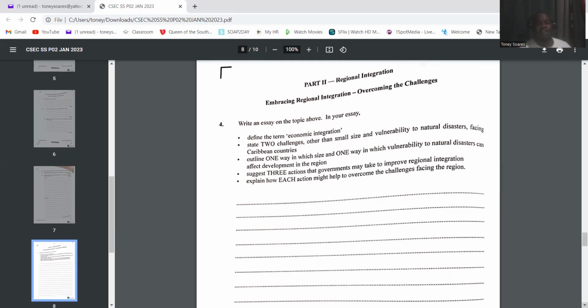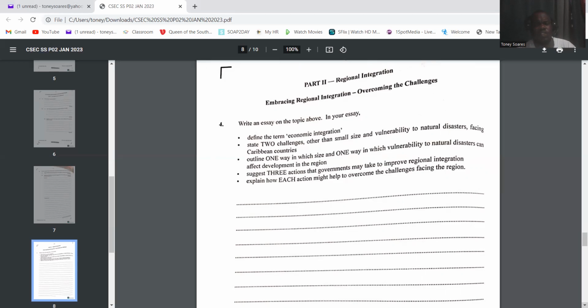All right, so it says write an essay on the topic above. That is embracing regional integration, overcoming challenges. So the first thing that you are being asked to do is to define the term economic integration. So you will start by saying economic integration is an agreement between countries that usually include the elimination of trade barriers and aligning monetary and fiscal policies, leading to a more interconnected global economy.